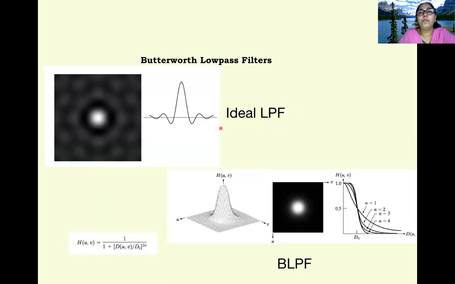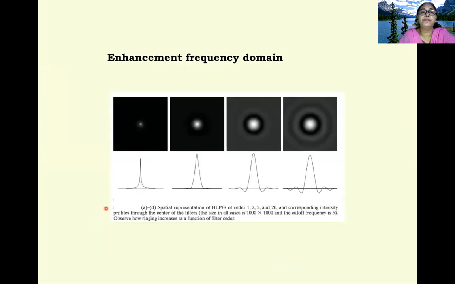It is the ideal low pass filter kernel, whereas in the Butterworth low pass filter kernel, roll-off coefficients are there. Depending on the value of n, 1, 2, 3, 4, we can use that. And this is the kernel of the Butterworth filter. So it is shown how it looks depending on the value of n. When n is equal to 1, it is a very sharp spike. When n is equal to 2, this is n is equal to 5 and n is equal to 20. So as the value of n is high, the filter becomes broader, so output will be blurred.